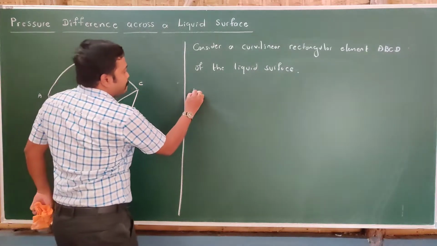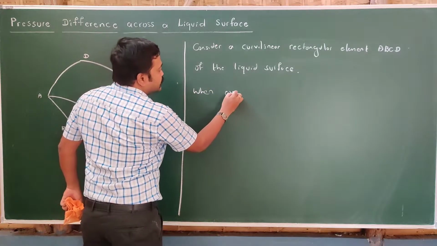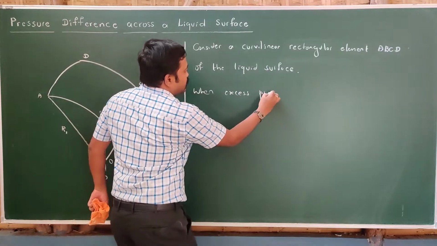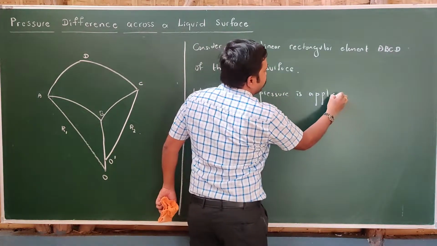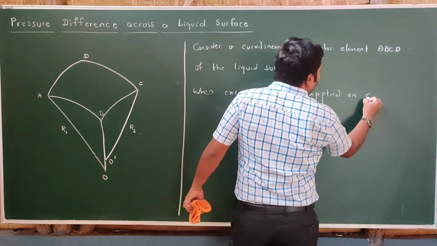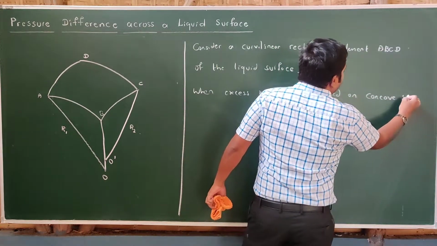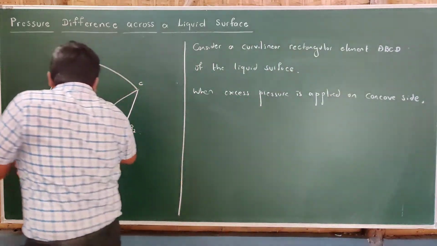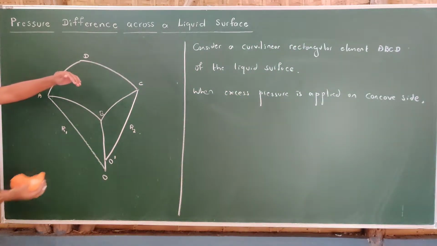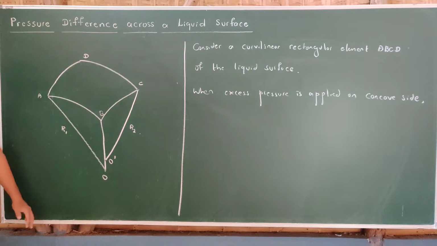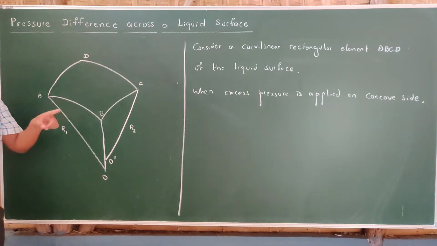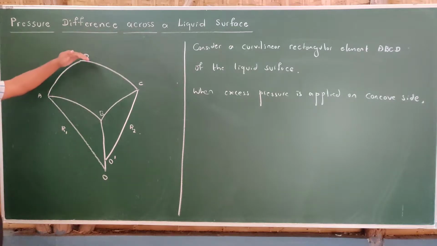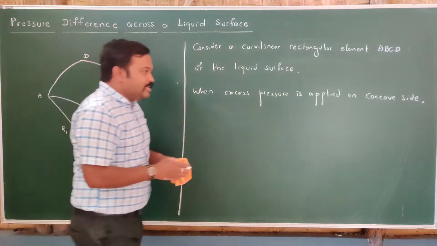So when excess pressure is applied, on which side? The concave side. Which is the concave side here? Just think, this is the concave side. I am applying an excess pressure. If I apply the excess pressure, this ABCD will take a new position. It will go upward. What is that position?